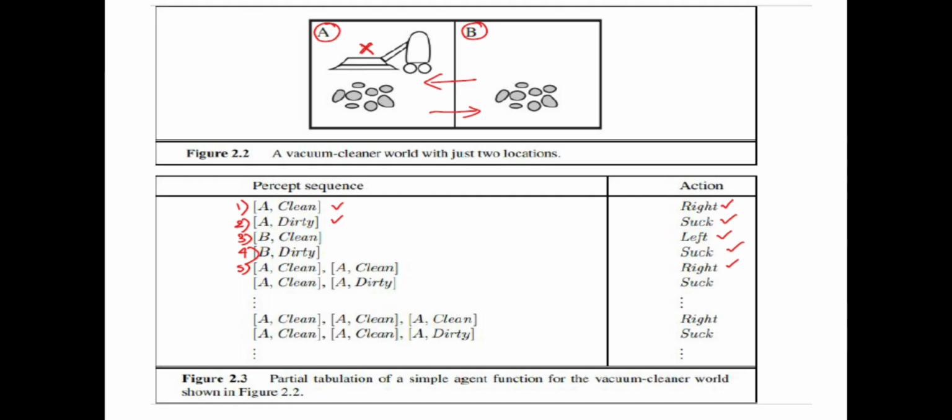So in this vacuum cleaner environment with just two locations, the percept sequence is as follows. If room A is clean, then it has to move right to room B. If it is dirty, then it has to suck the dirt. If room B is clean, it has to move left to room A. If it is dirty, then it has to suck. If room A is clean and it is clean, it has to move right. If it is A clean and A dirty, it has to suck. This process will be repeated.